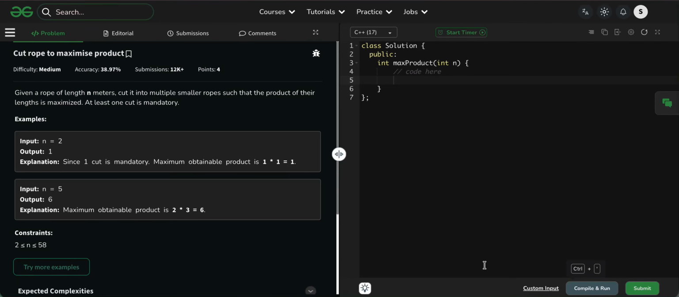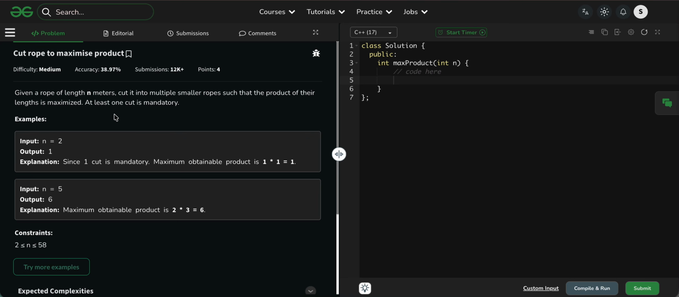Today we solve the problem of cutting a rope to maximize the product. Given a rope of length n meters, cut it into multiple smaller ropes such that the product of their lengths is maximized. At least one cut is mandatory.